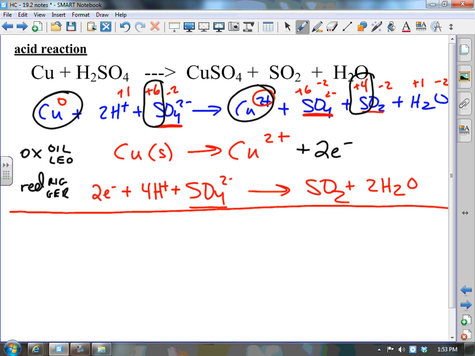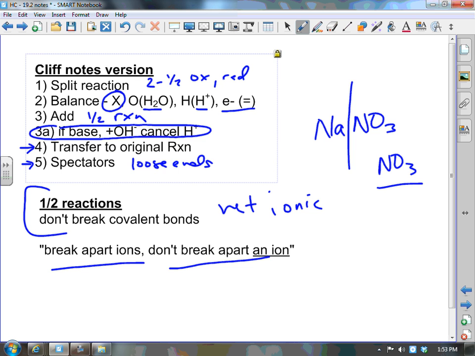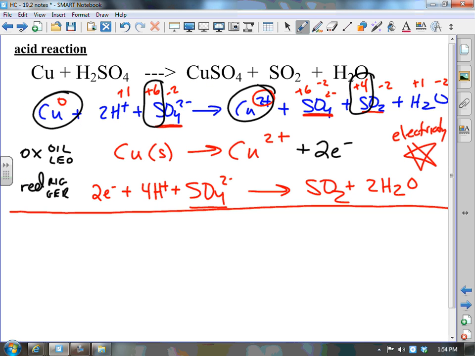If that's something asked in a question, write the half reactions for each, or for the overall reaction, that's what you're writing. Okay, those are correct answers. Those are important right here. This is what we want, because this is what's going to lead us to how much electricity something has. All right, next thing, we transfer the coefficients back to the original reaction, clean up any loose ends and spectators.